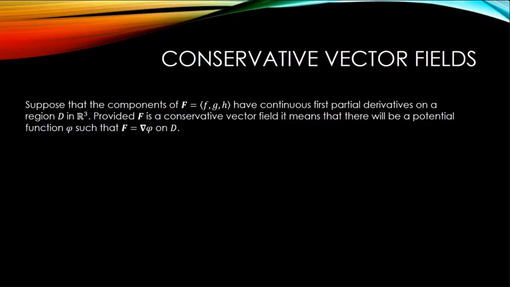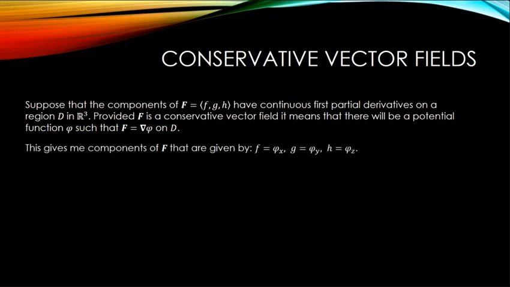Suppose that the components of F are given by the vector components f, g, h, and each of those components have continuous first partial derivatives on a region D in R3. Now, provided F is a conservative vector field, it means that there will be a potential function phi such that F is equal to del phi on my region D.